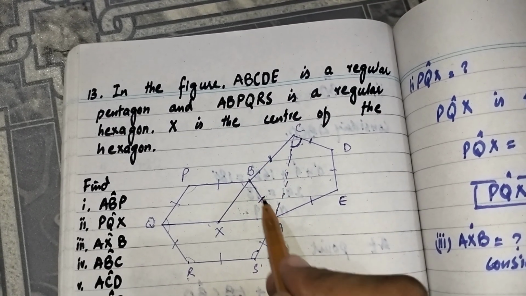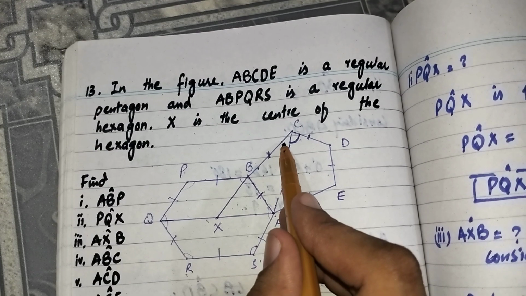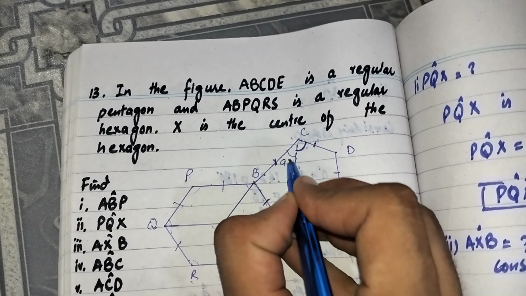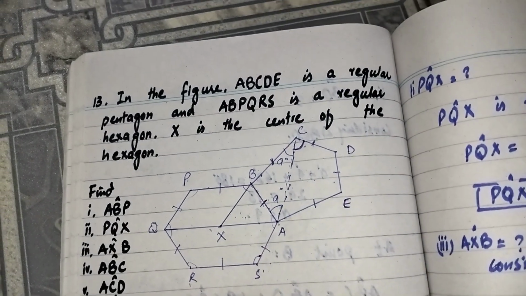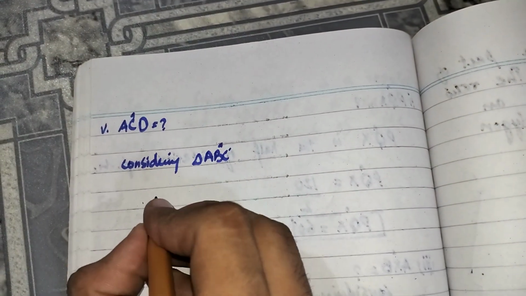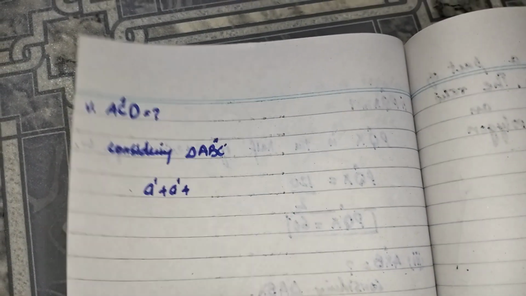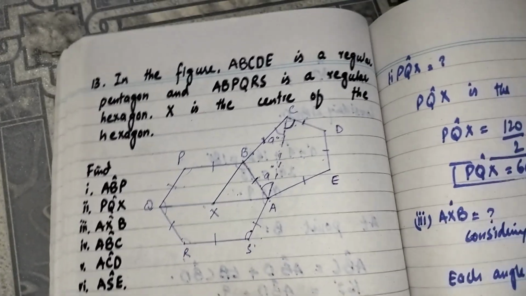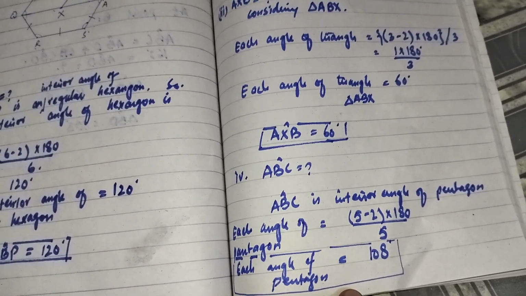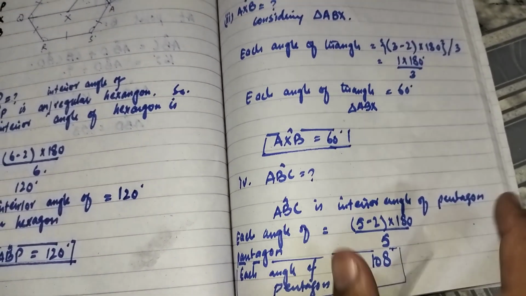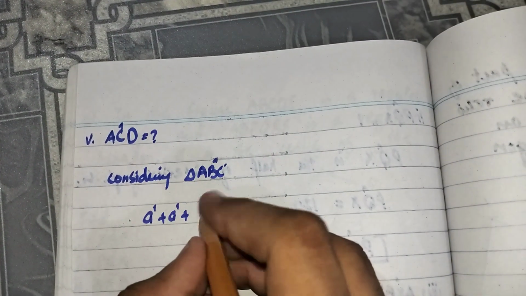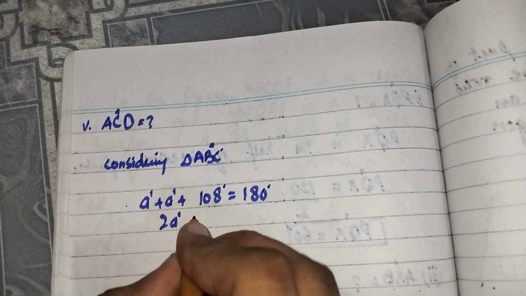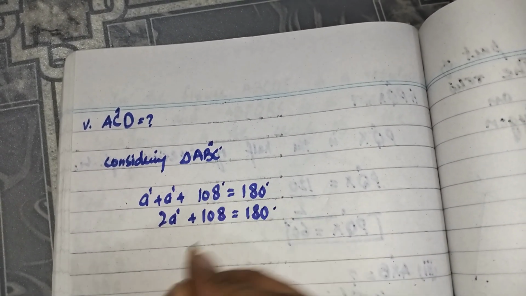So the angle opposite to this side and the angle opposite to this side are equal. It means that this angle and this angle are equal. If I consider this as a degrees, then this is also a degrees. So in this triangle, a degrees plus a degrees plus this angle, which is an interior angle of a pentagon, equal to 108 degrees, will make 180 degrees. So we can write 2a plus 108 is equal to 180.